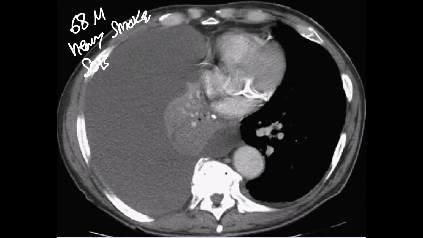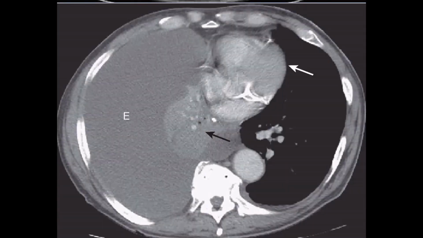Another example is a 68-year-old man, a heavy smoker, who presented to the ED with shortness of breath. What we can see here is a combination of large effusion, which is the E, and atelectasis of the lung, which is this black arrow. Essentially you'll find that the cardiac structures are still in the normal position because of the combination of effusion, which pushes to the other side, and atelectasis, which pulls to the same side.